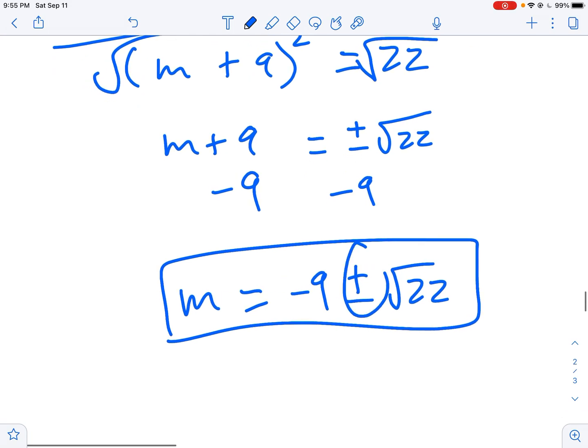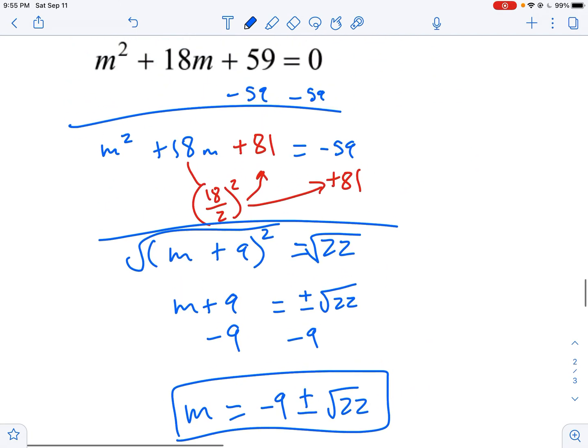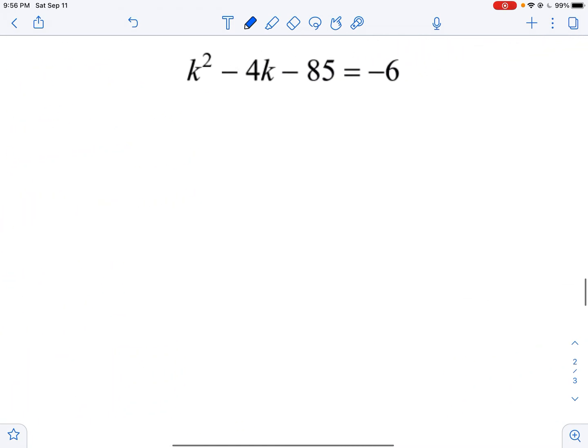Remember, this plus or minus here does give me the two different answers. But yeah, there we go. I solved it. M is negative 9 plus root 22 or negative 9 minus root 22, which are definitely not nice numbers. But it is the solutions. It's the numbers you can put in to make it equal 0. Let's jump over to the next one.